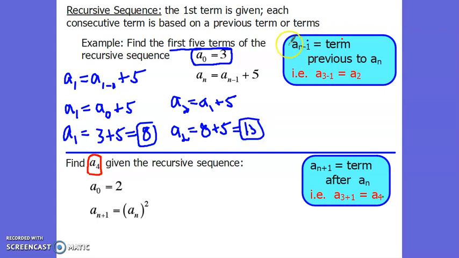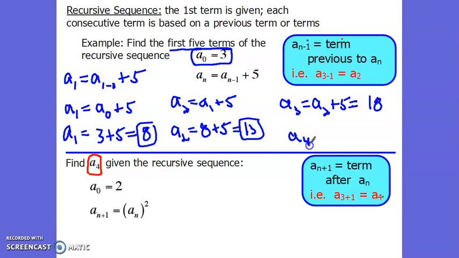And oftentimes a sub n minus 1 is just called exactly that. It's the previous term, or the term before, right? And minus 1, it's like saying if I'm on step n of a staircase, well, step n minus 1 would be the step right before it. So again, to find a sub 3, I need to take the previous term, 3 minus 1, so a sub 2, and add 5. Well, that means 13 plus 5 is 18.